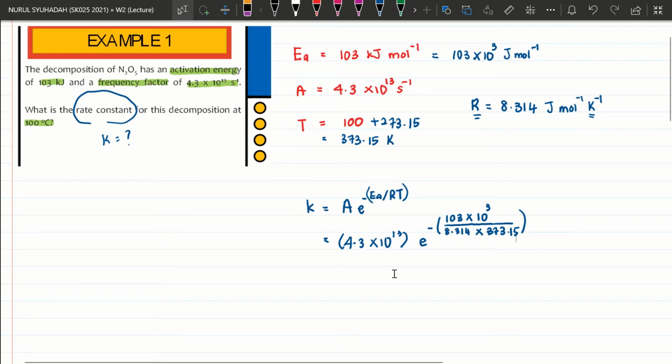You need to make sure that the way you write it is very clear. Very clear here means everything we have here, EA over RT, is the exponent, the power of this. So make sure that the examiner can see it clearly. Then find the answer using your calculator, and the rate constant will be 0.16 per second. So this will be the answer for example 1.